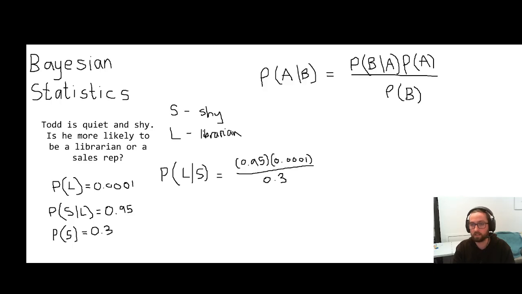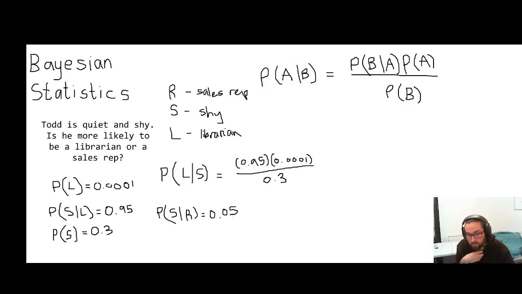Well, let's be fair, and let's compare this to the sales rep study. Obviously, that would be the fair way of doing it. So let's add a new thing called R, which means the probability of being a sales rep. Cool, and let's do some more calculations. What's the probability of someone being shy given that they're a sales rep? Well, that's probably going to be a bit less. Sales reps are quite extroverted, so let's be generous and say it's going to be 0.05. About 5% of sales reps consider themselves shy, which is way less than our figure for librarians.